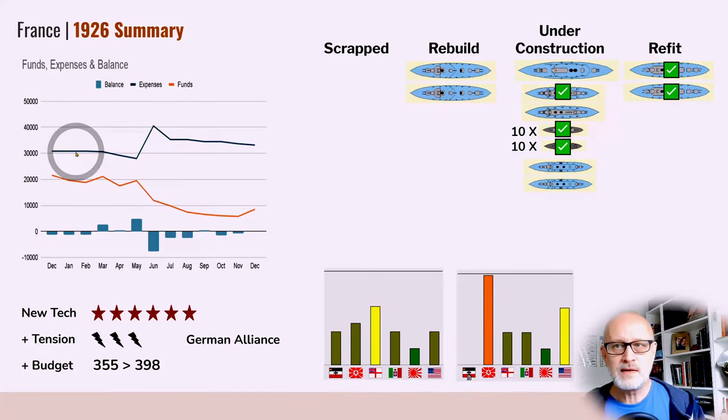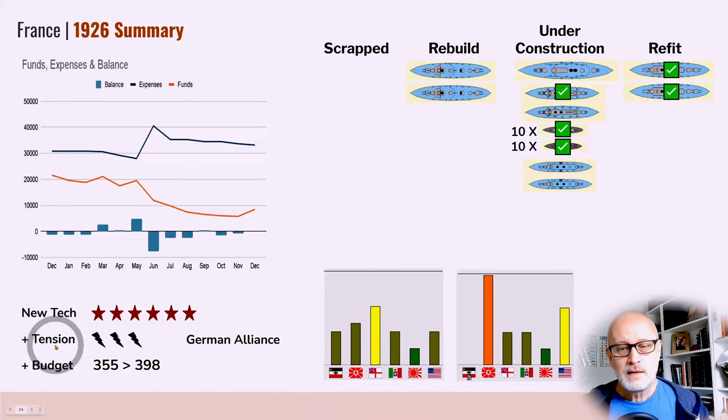Obviously, this has stressed our expenses, which has stayed above 30,000 almost all the time and peaked at 40,000. So our little war chest of funds has gone down from over 20,000. And we've struggled, as you can see, with keeping our monthly balance in positive. 6 new techs. It's not bad. It's not great, but it's, you know, better than it could have been. Tension 3, big events, notably Finland defecting to the Soviet Union with a revolution, and we've gained an alliance with Germany. And the budget has increased from 355 to 398.